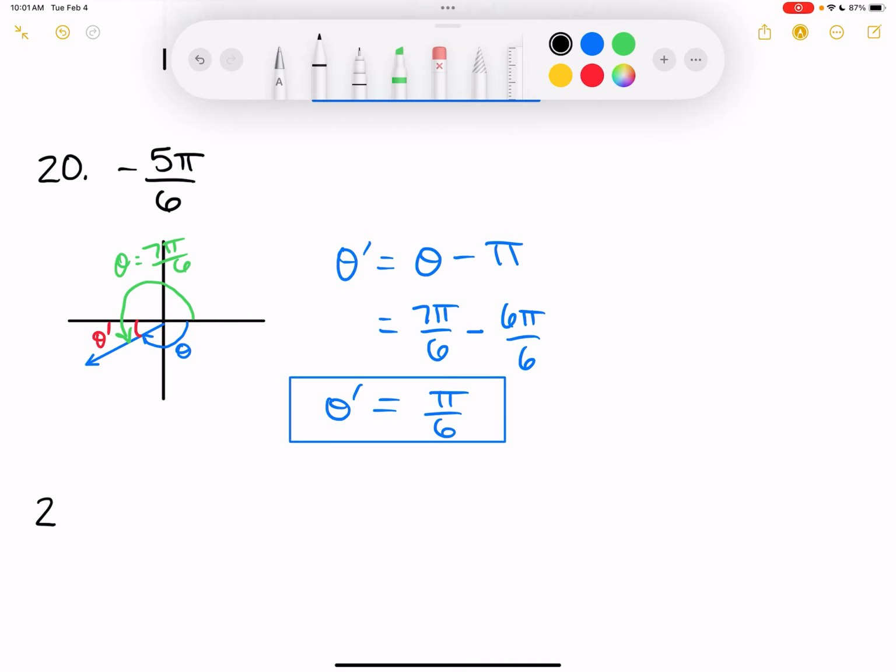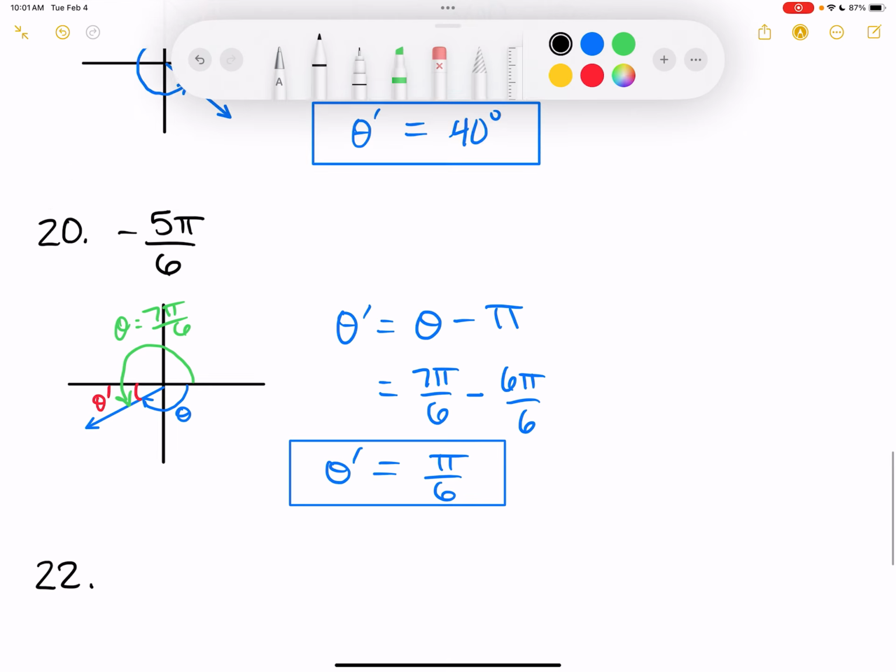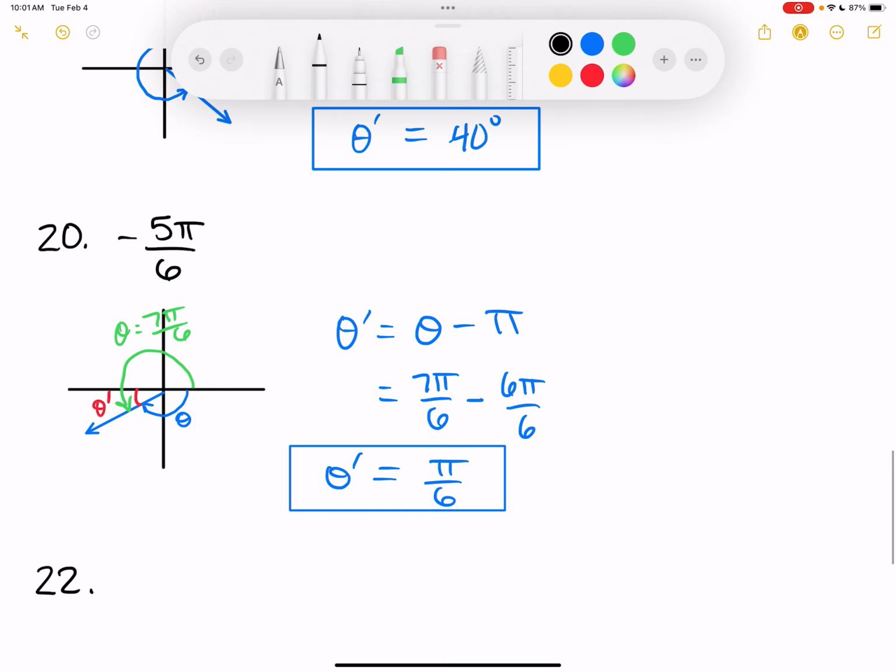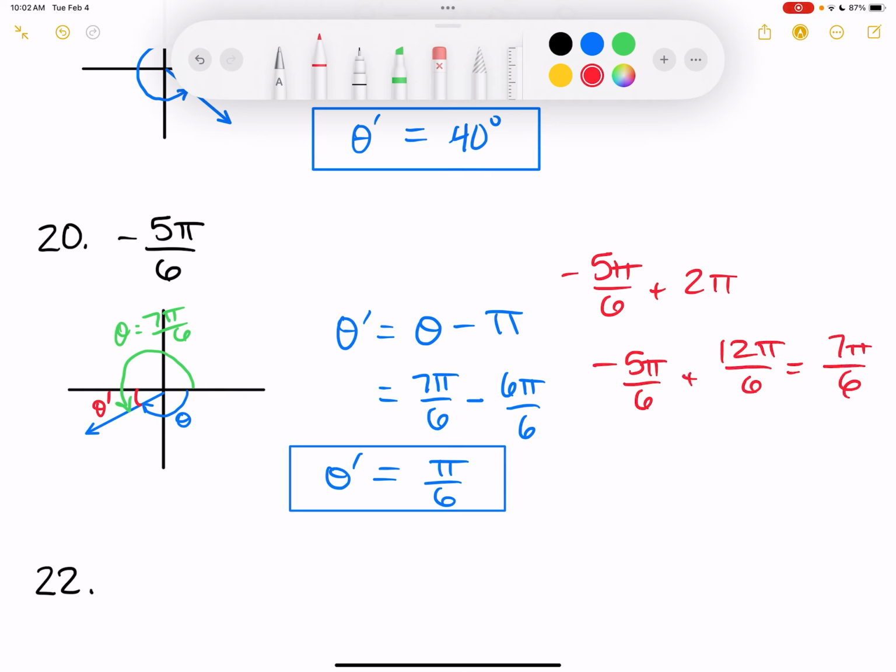Could you show us the coterminal process for 20? Yeah, can we just do that whole problem again? Yeah. Negative 5 pi over 6 plus 2 pi, which is negative 5 pi over 6 plus 12 pi over 6, 7 pi over 6. Boom. Okay, and then where did the 2 pi come from? That's how you get coterminal angles.